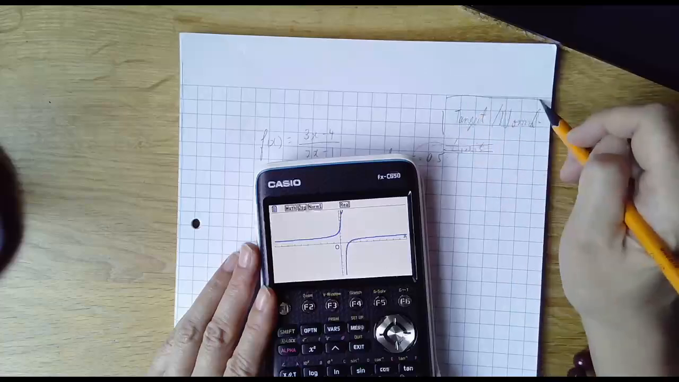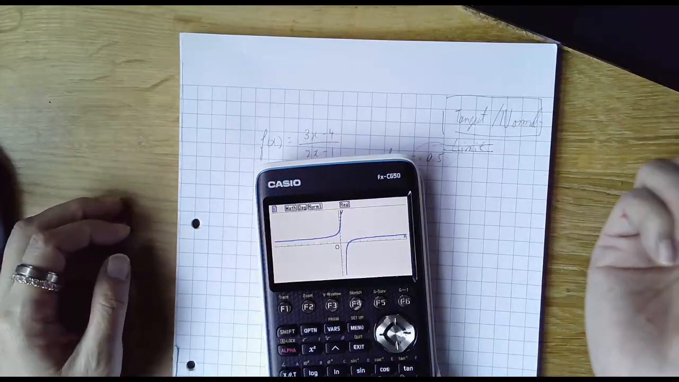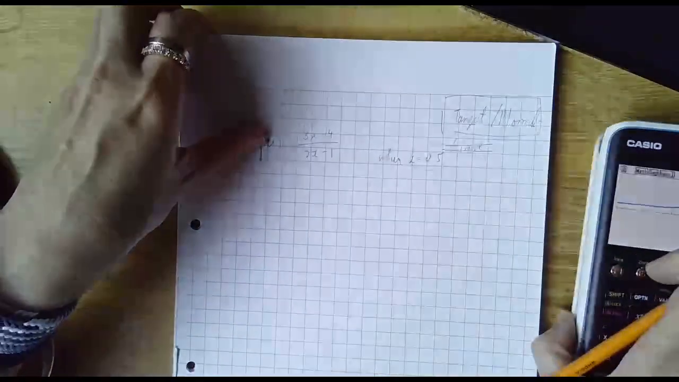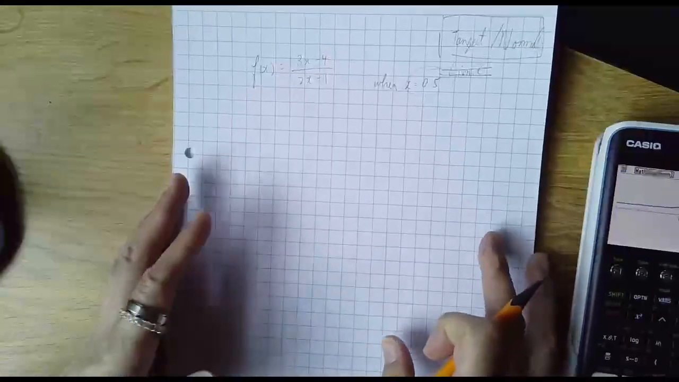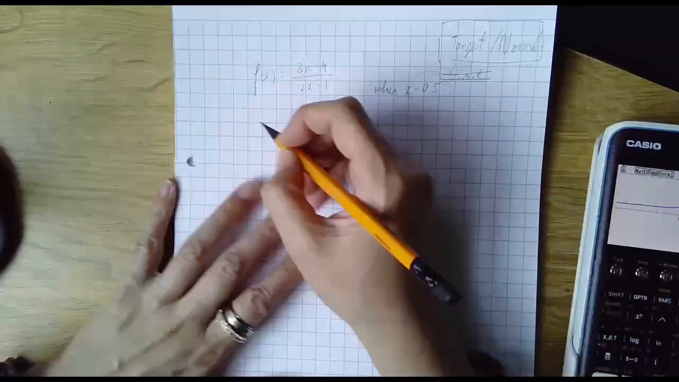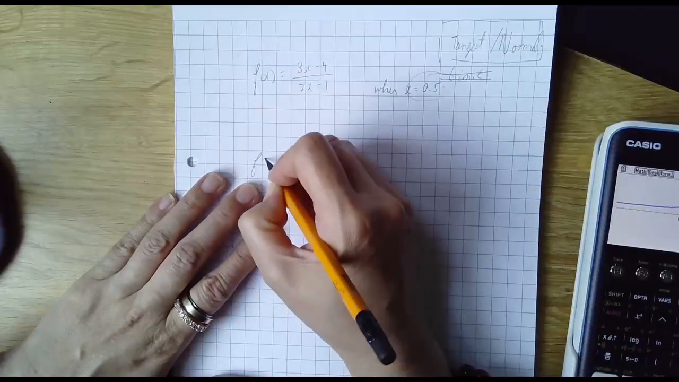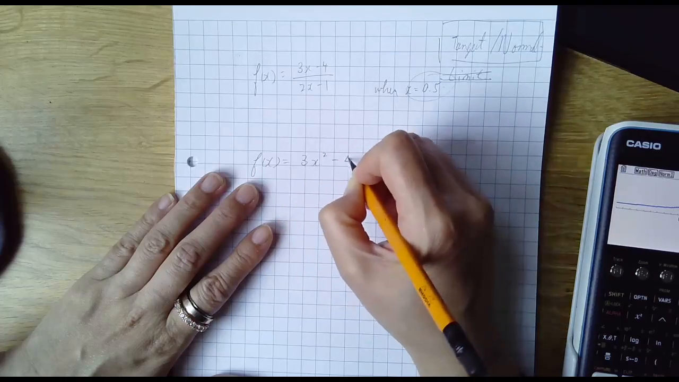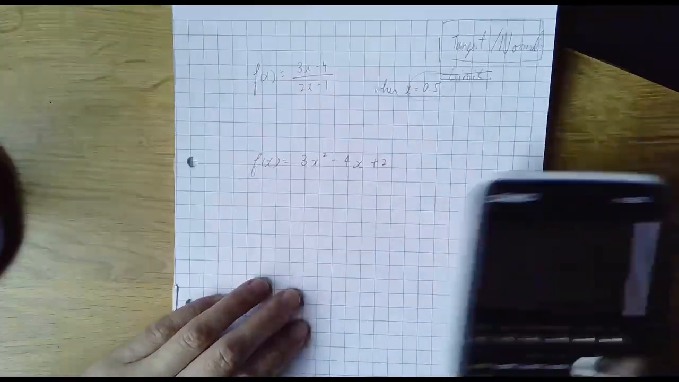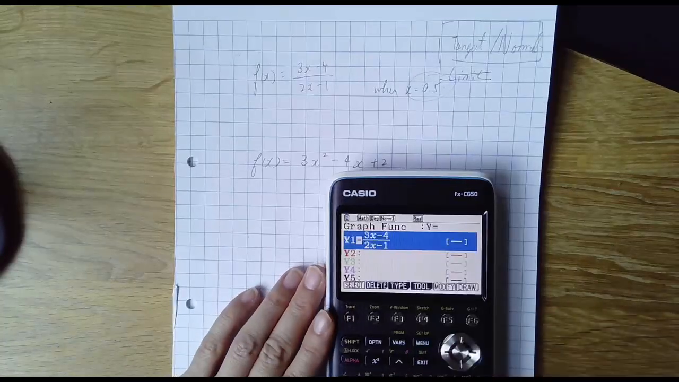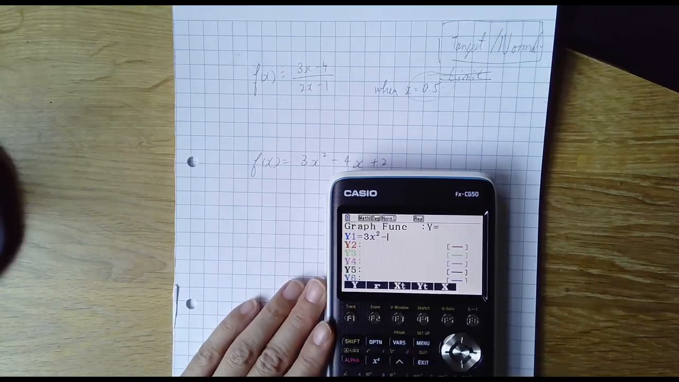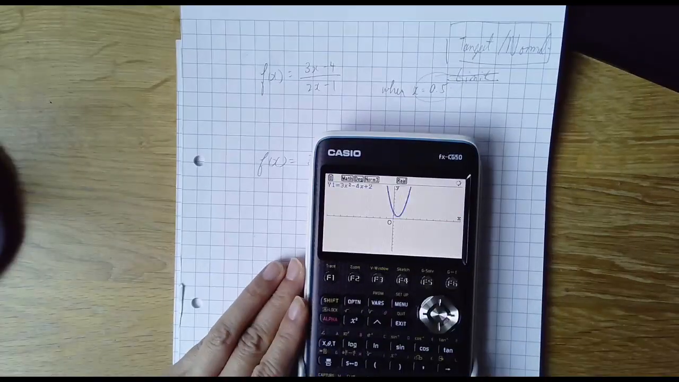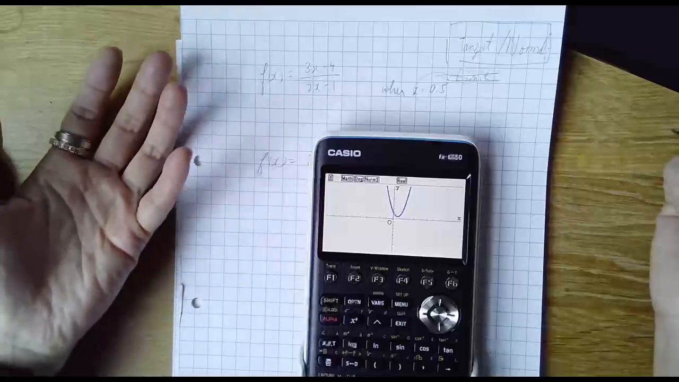For tangent and normal, questions always ask you to find the equation of the tangent and normal at a certain point. If you are given a certain point, it's easy to do. If not, then you have to do your differentiation by yourself. Say, for example, f(x) equals 3x squared minus 4x plus 2. See if this looks nice here. So we will have 3x squared minus 4x plus 2. That's a pretty lovely quadratic there.